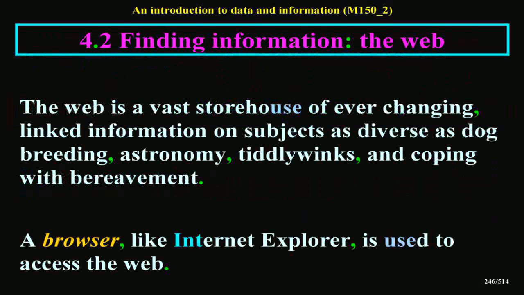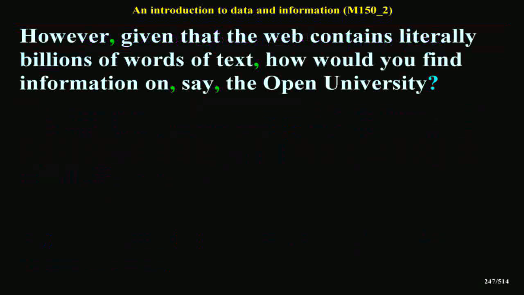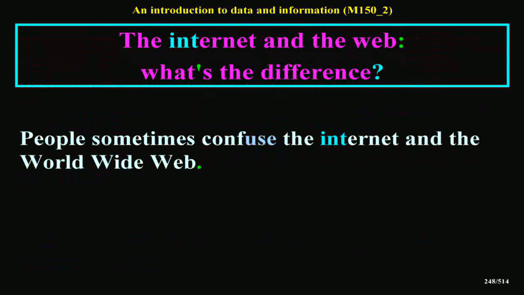4.2 Finding information: the web. The web is a vast storehouse of ever-changing, linked information on subjects as diverse as dog breeding, astronomy, tiddlywinks, and coping with bereavement. A browser, like Internet Explorer, is used to access the web. However, given that the web contains literally billions of words of text, how would you find information on, say, the Open University?